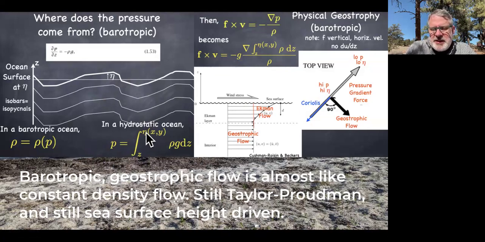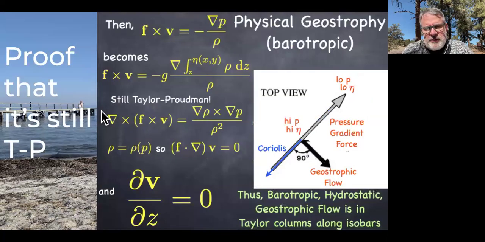You might think that it has to be the sea surface height variations that are driving it, because this condition kind of says the density is inert. It just goes along with the pressure. So even though it's varying in the vertical with the pressure, it's not varying, interestingly, in the horizontal. Let's see how that goes if we try and prove the Taylor-Proudman theorem again.